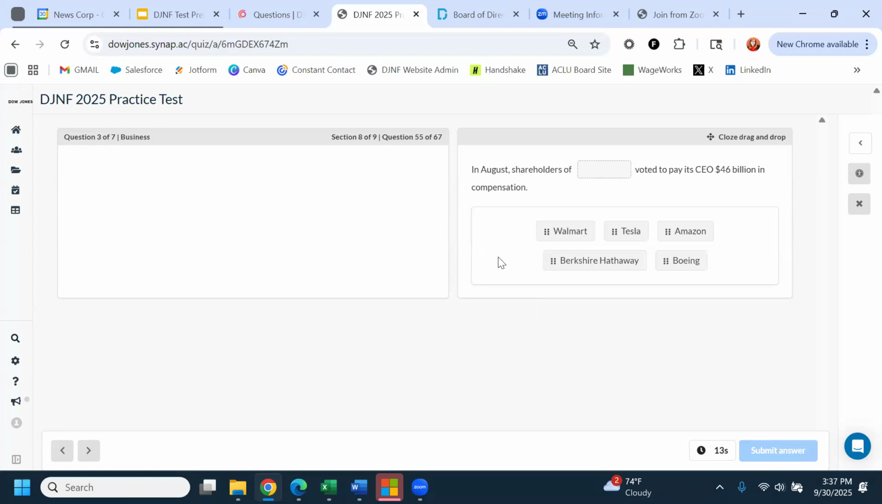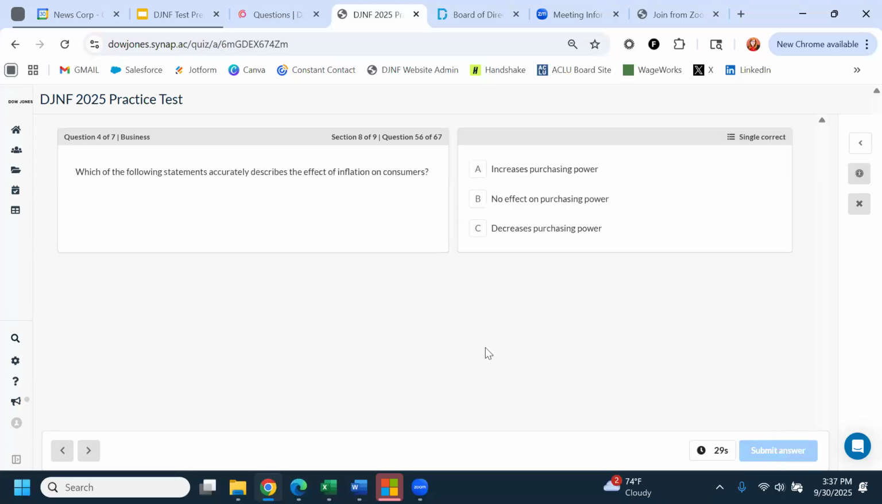And remember this? I think this person got another big paycheck this year again, too. Tesla. Tesla, yes. The answer is decreases purchasing power.